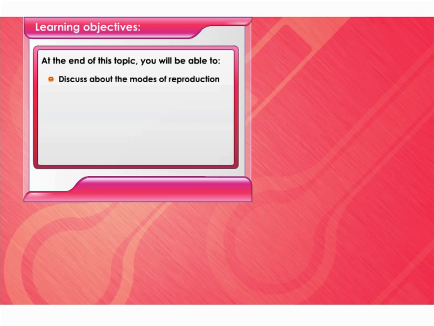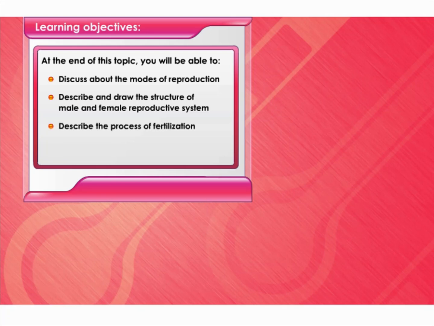Learning objectives. At the end of this topic, you will be able to discuss the modes of reproduction, describe and draw the structure of male and female reproductive systems, describe the process of fertilization, and outline the steps of development of a fetus from a zygote.